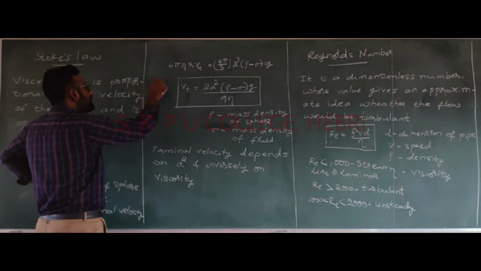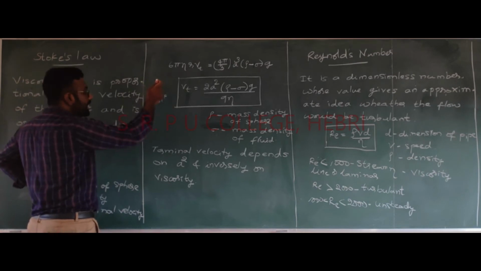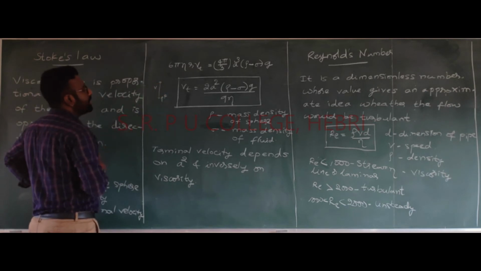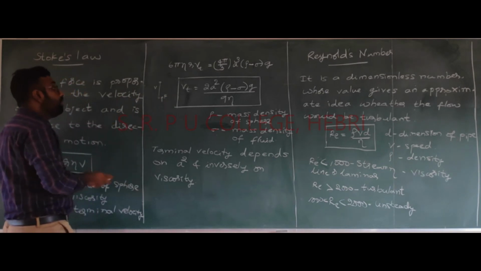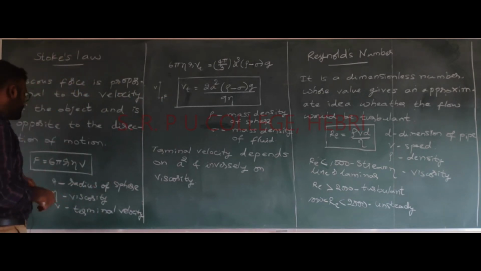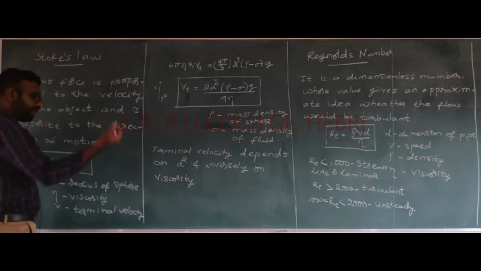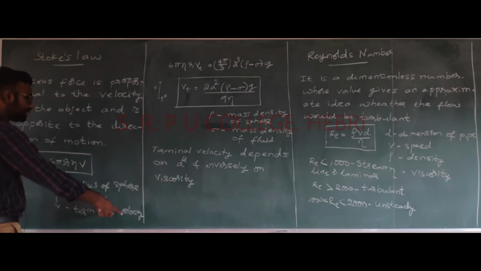Now, if an object is falling like this, the viscous force acts in the opposite direction, and it is proportional to the velocity. On which other factors does this force depend? We can write F is equal to 6 pi r eta V. What is this r? It is the radius of the sphere, or any object which is falling. Then eta is viscosity, and V is the terminal velocity.